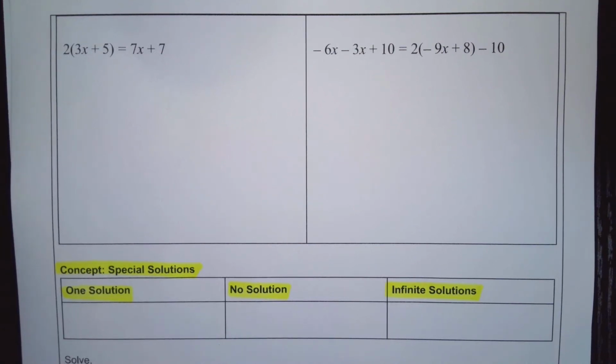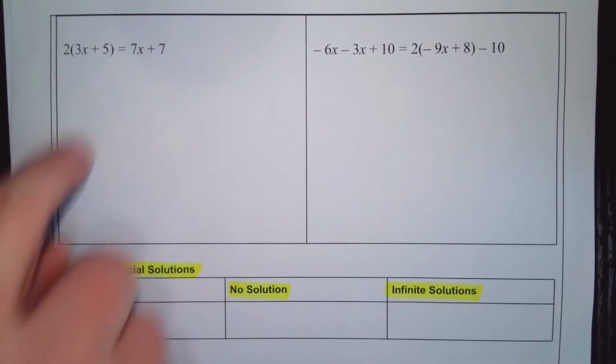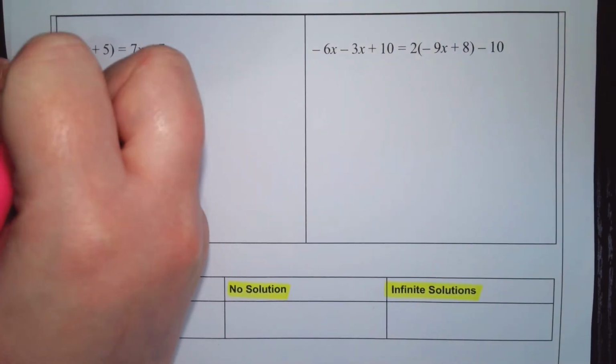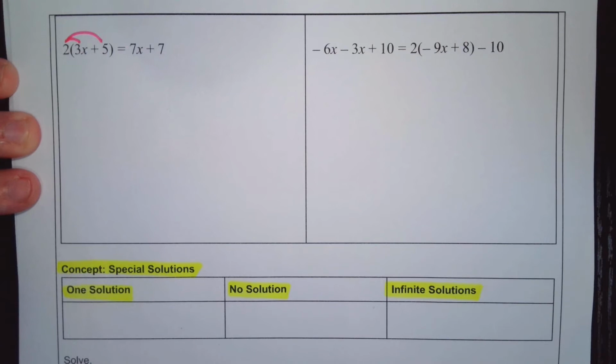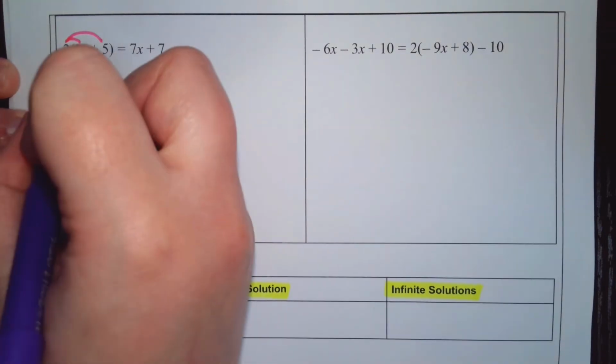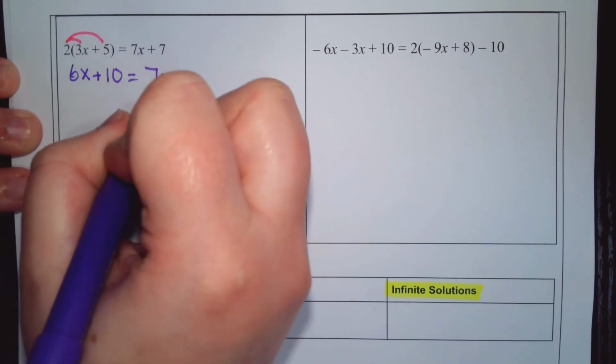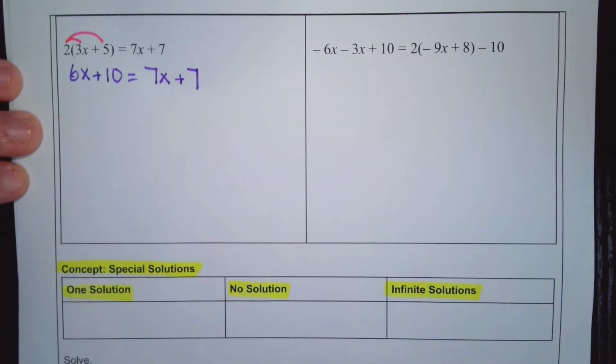All right, page 2 of lesson 5. So we're still solving with variables on both sides, but now we're getting to the ones where we have to simplify first. So this first one, whenever you see the parentheses, we have to distribute first. So we end up with 6x plus 10 is equal to 7x plus 7.